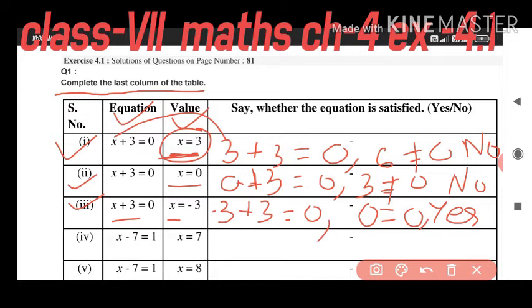Now come to the next question. Question number 4. What is the value given here? X minus 7 is equal to 1. And what is the value of x here? 7. Now 7 minus 7 is equal to 1. Now 7 minus 7 will be equal to how much? 0. Is 0 equal to 1? No, isn't it? So this equation is also not satisfied for x equal to 7.